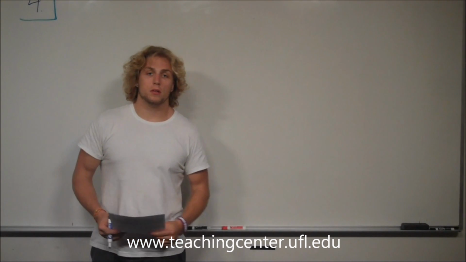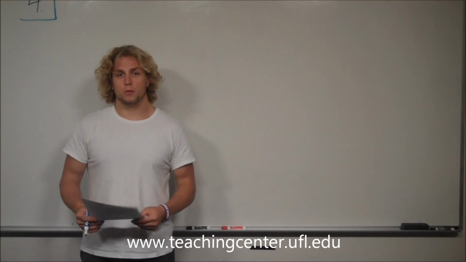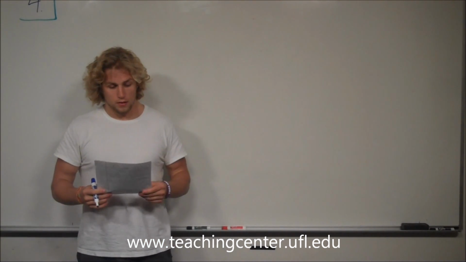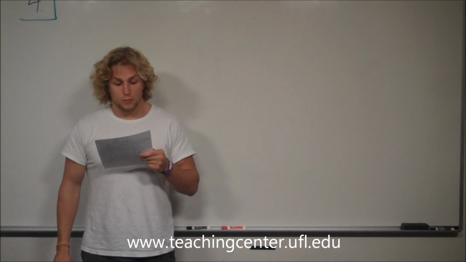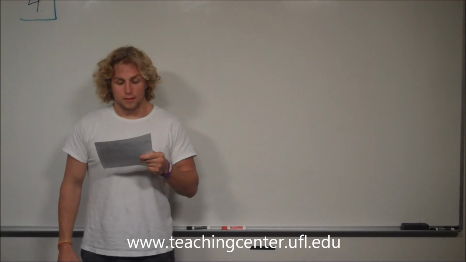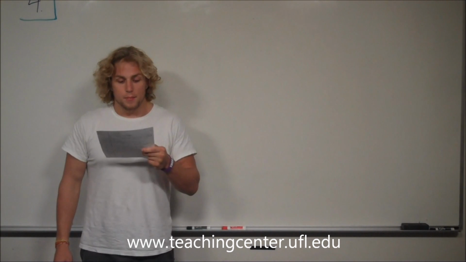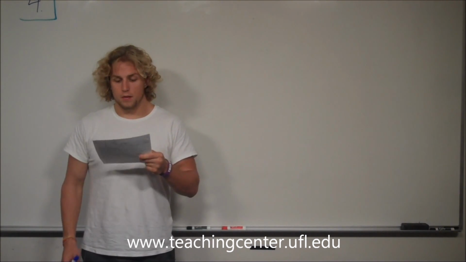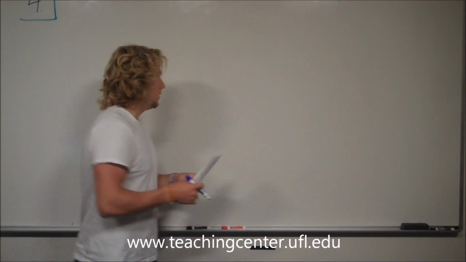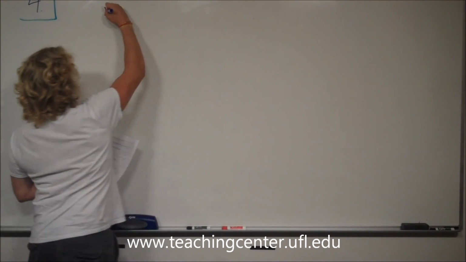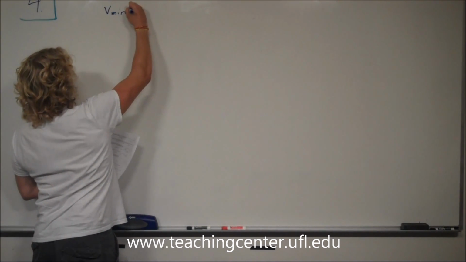This is number 4 of the second test in Physics 2048 from fall 2010, and it states, for a block of mass m to slide without friction up the rise of h shown, it must have a minimum initial speed of what? Okay, so we're looking for V min is equal to what?